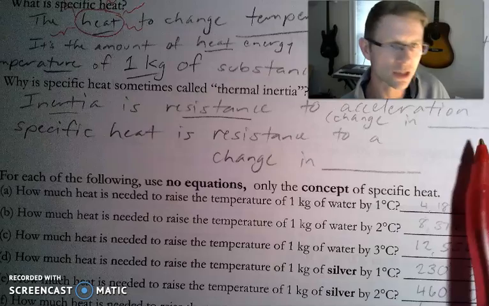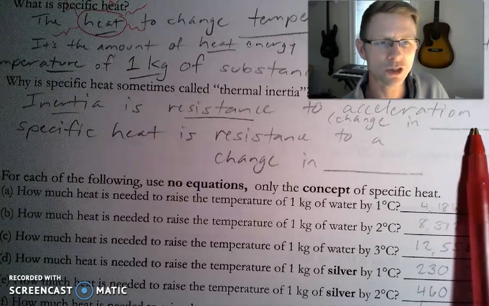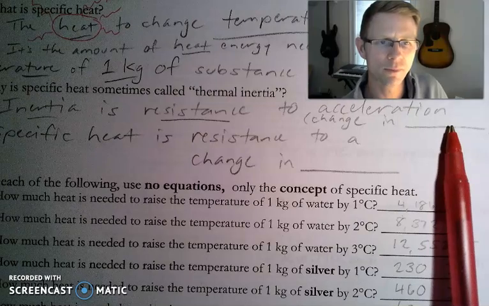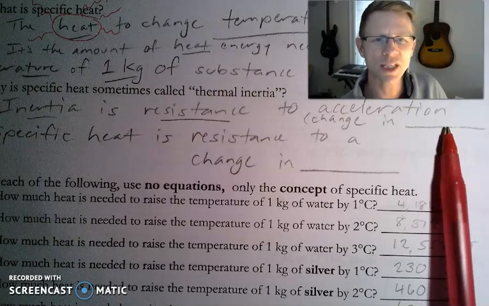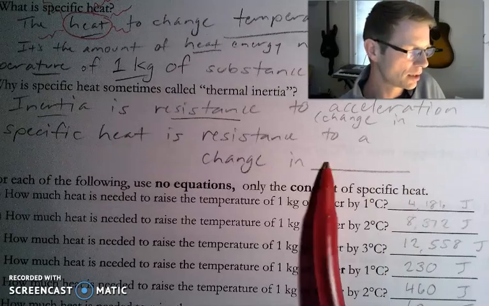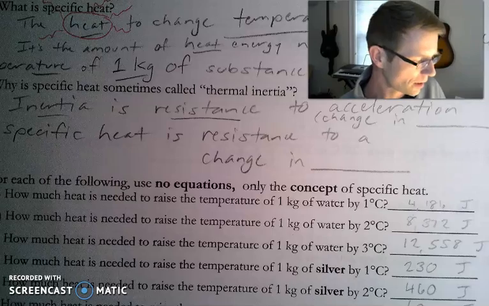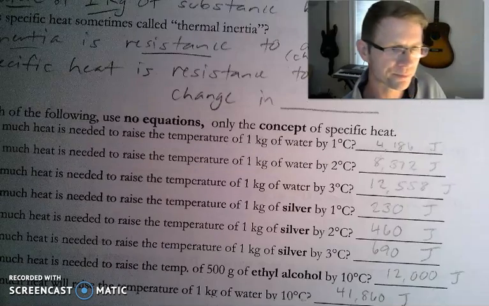Inertia is resistance to a change in velocity. Put the word velocity here so I know you really listened. Specific heat is resistance to a change in temperature. That word is temperature. That's key. Now I'll explain all these answers to number 3.